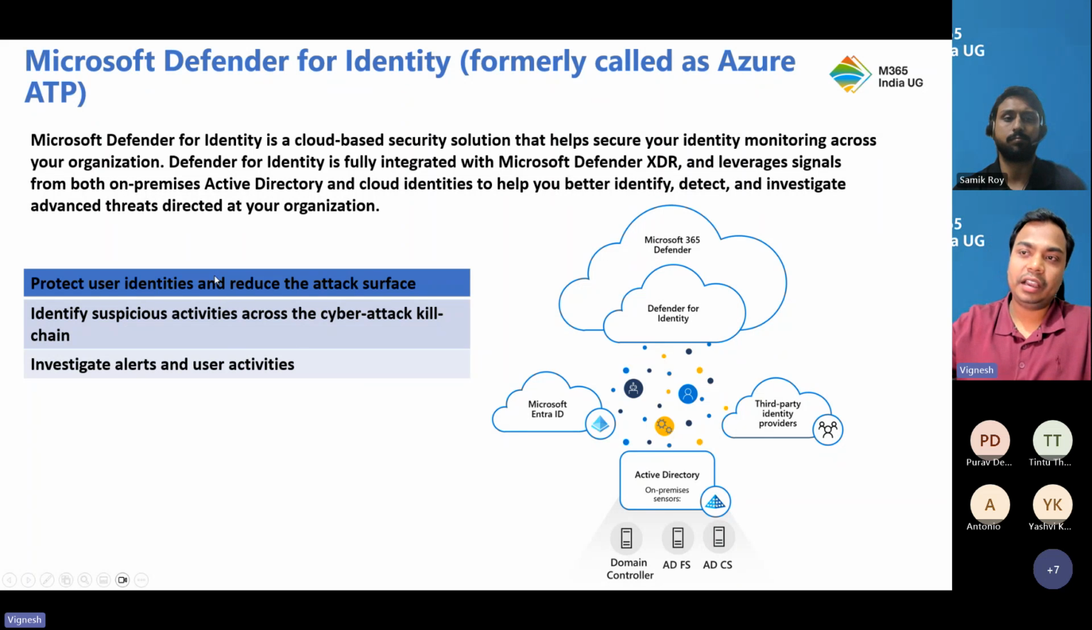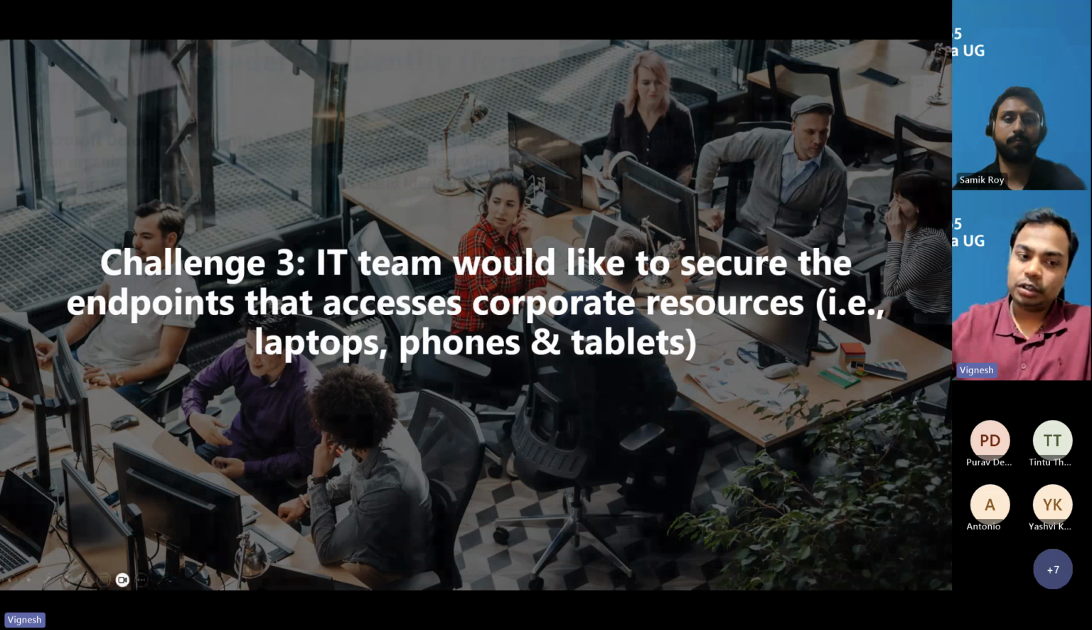And these are the three main areas that it offers. One is protect user identities and reduce the attack surface, identify suspicious activities across the cyber attack kill chain, and finally investigate alerts and user activities. With that, let me move on to the third challenge.